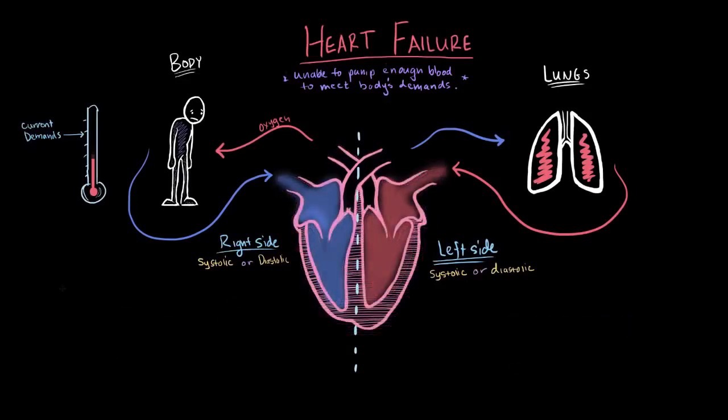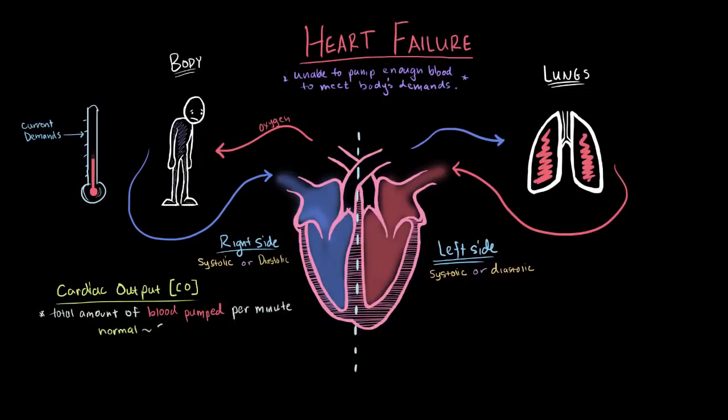So now that we've nailed those down, let's talk about this really important way that we measure the heart's ability to meet the demands of the body, and that's called cardiac output. Cardiac output represents the total amount of blood that the heart's able to pump every minute, usually given in liters of blood per minute. And a normal cardiac output is around 5 liters per minute.